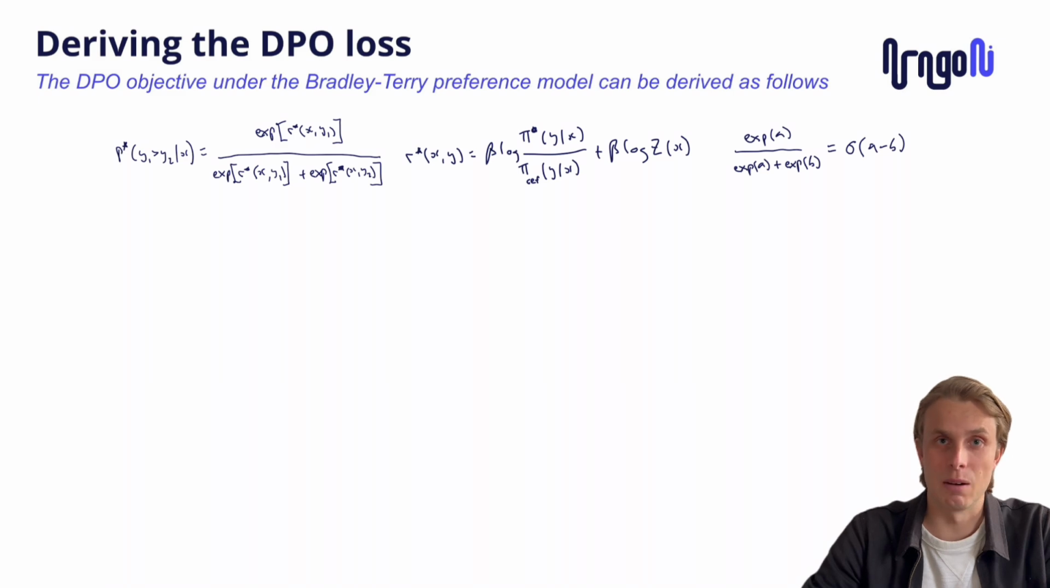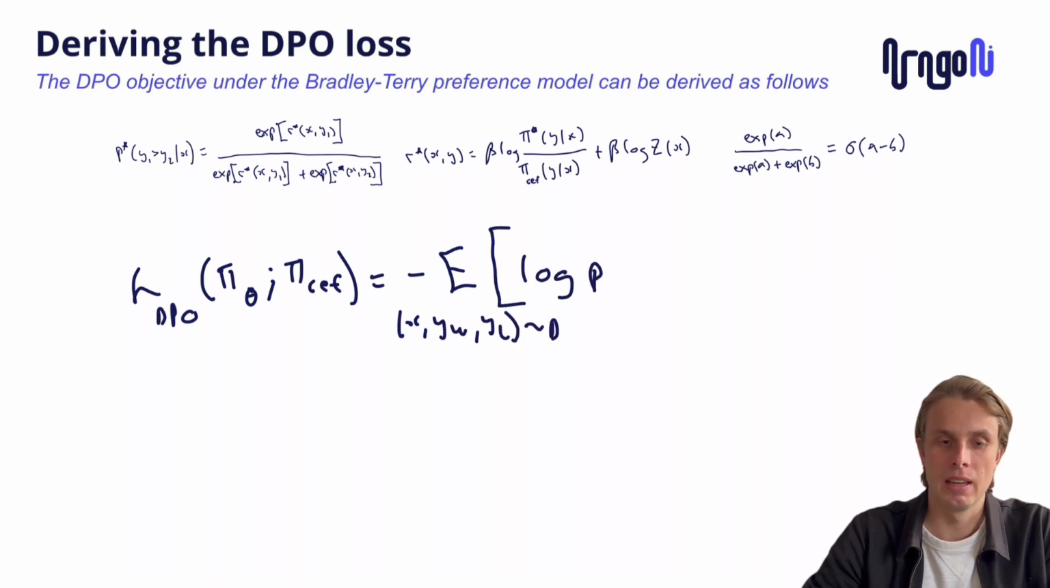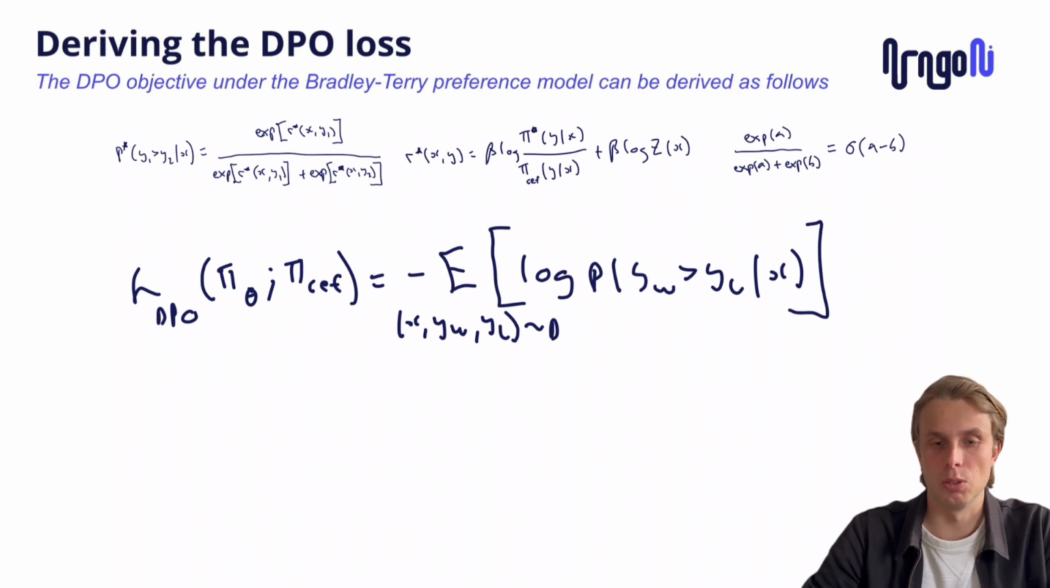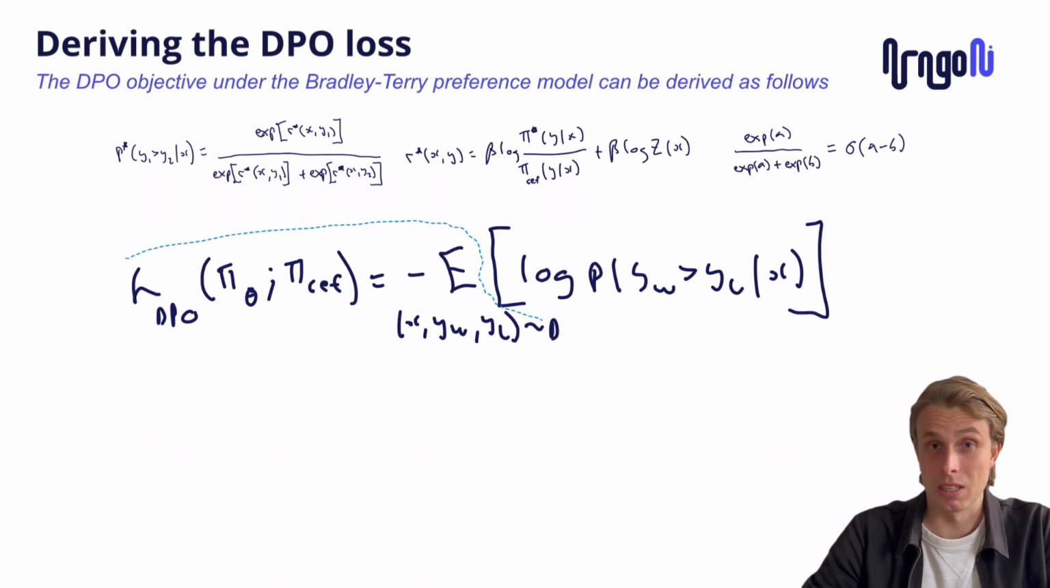So let's start by looking at how we're going to define this objective. Our DPO loss is going to take in this pi theta, which is the student we're training, and the reference that we've already trained. And it's going to be an expectation over the prompt X, our winning response YW, and our losing response YL, which is all taken from our data set. It's going to take the log of this preference distribution, this likelihood here. What we're trying to do is make it so that our YW, our winner, ranks higher than our YL given the prompt. So that's the base of it there.